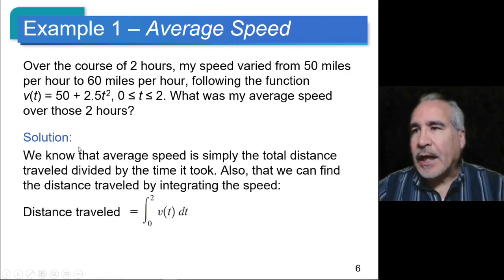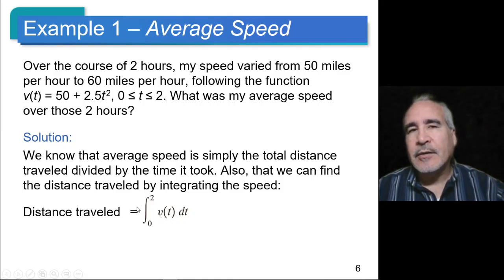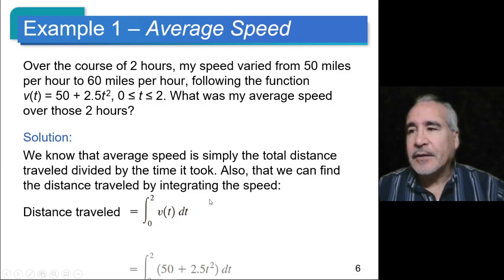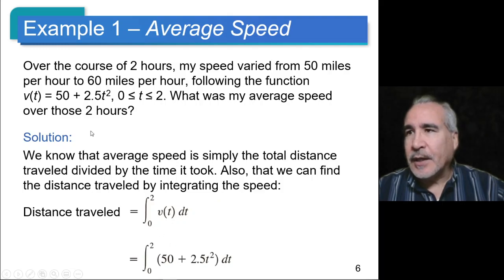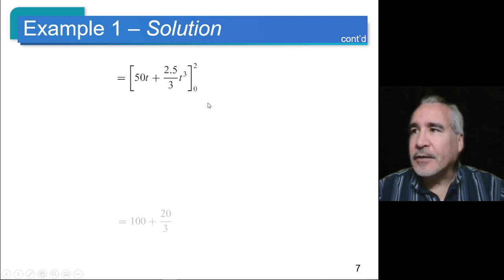Well, we could calculate the total distance traveled, because remember, if we take the velocity and you integrate it, you get the place function. And when we take a definite integral going from 0 to 2, we'll actually get the amount of distance traveled. So if you integrate the function 50 plus 2.5t squared, you get 50t plus 2.5 over 3 t to the third. Remember, we added 1 to the exponent, that made that 3, and then we divided by that. And then so now we go from 2 to 0. So you plug in 2 for t and 0 for t.